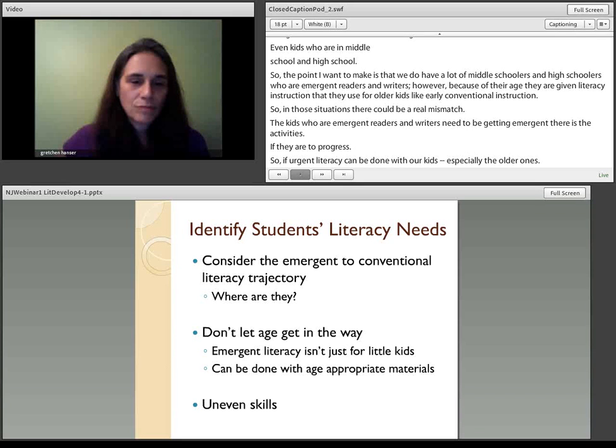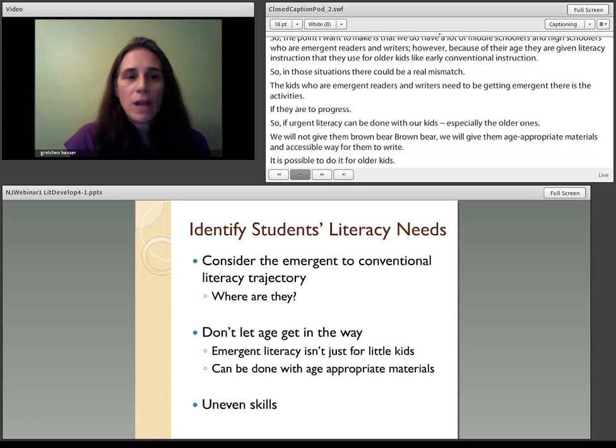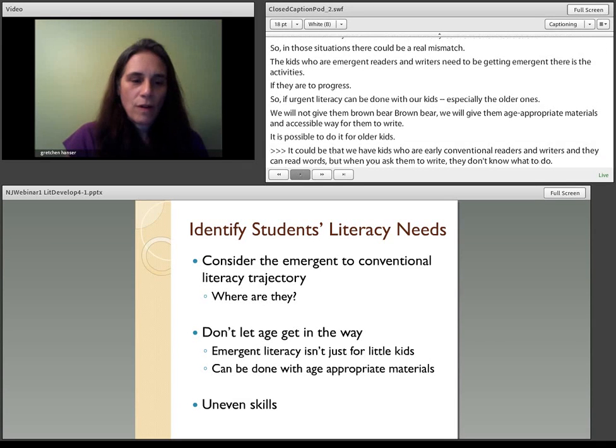And it could be that we have kids who are early conventional readers and writers, and they can read words, but when you ask them to write, they don't know what to do. And so we might see this uneven profile here. It's just important to recognize those things so we know where to fill in the holes.